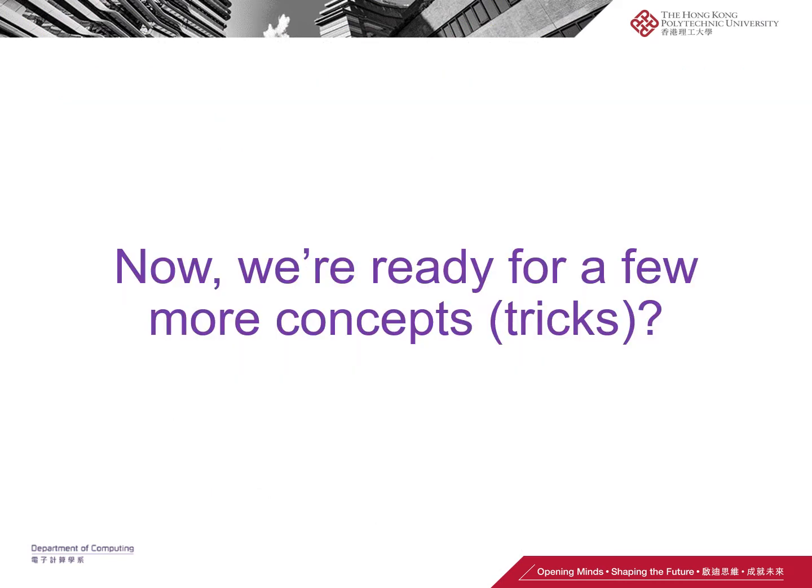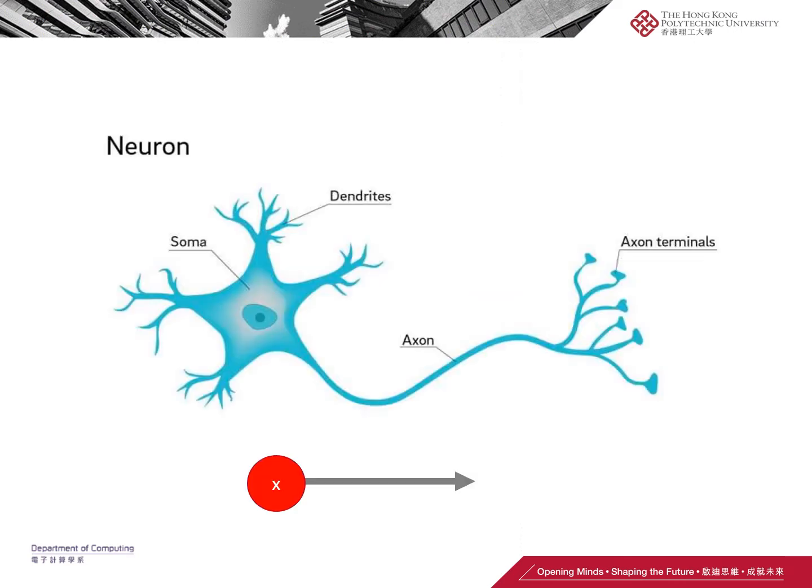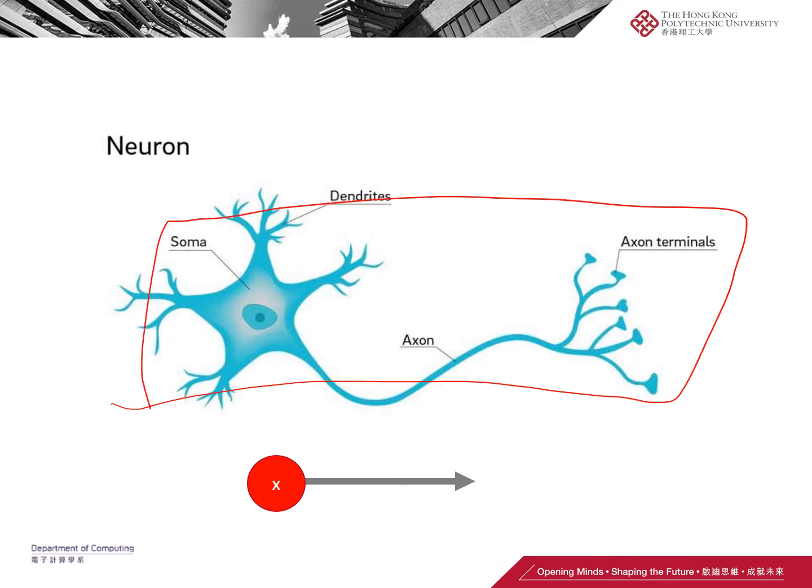Now we're ready for a few more concepts or tricks in deep learning. The first one you might be interested in is why deep learning is called neural networks or artificial neural networks. Here you could see this is a real neuron. That's the elementary component of our neural networks. Every neuron has a core part. It saves information and it has some branches linked to other neurons, which are used to send the information.